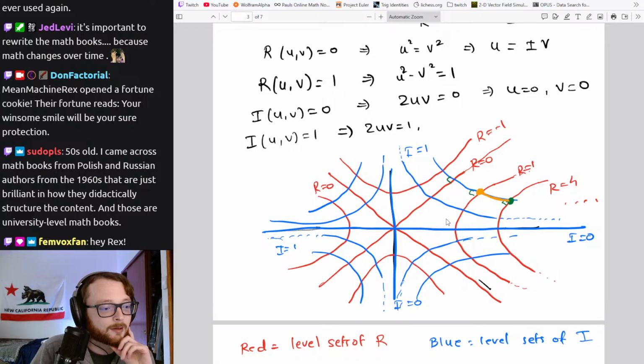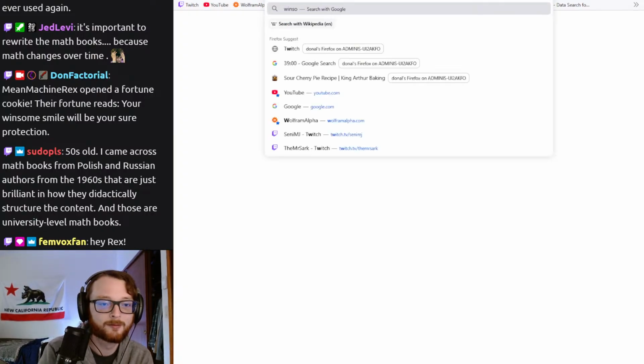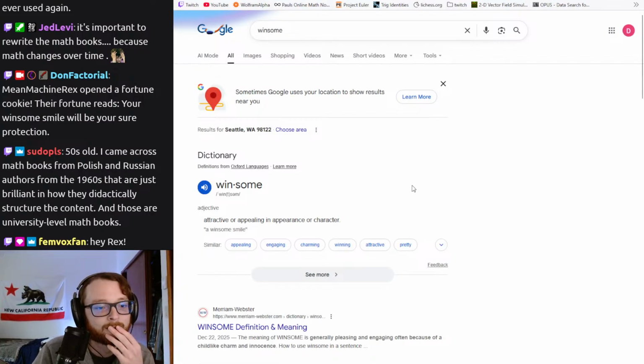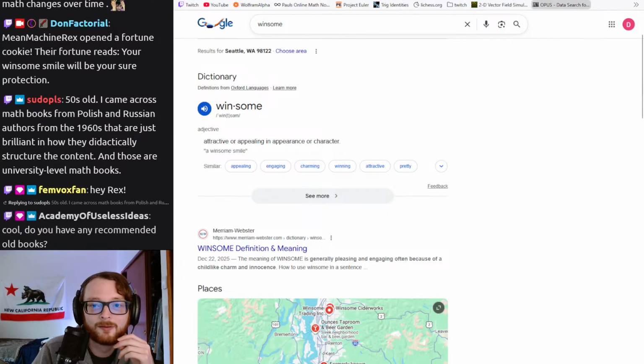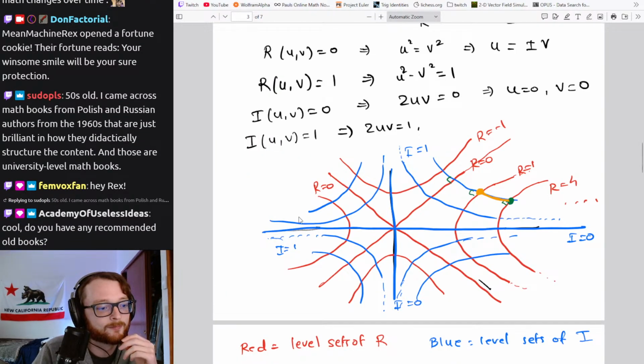Oh yeah, and hey Rex, your winsome smile will be your sure protection. Is winsome a word? Attractive or appealing in appearance or character? I don't know. Apparently this place is called Winsome. 50s old. I came across math books from Polish and Russian authors from the 1960s. They're just brilliant how they didactically structure the content. Those are university level math books. Interesting.